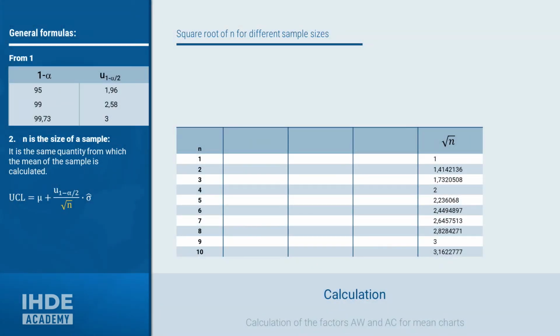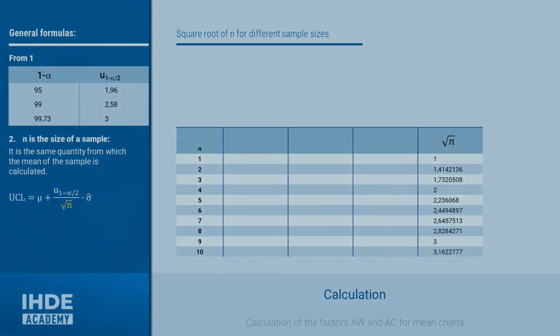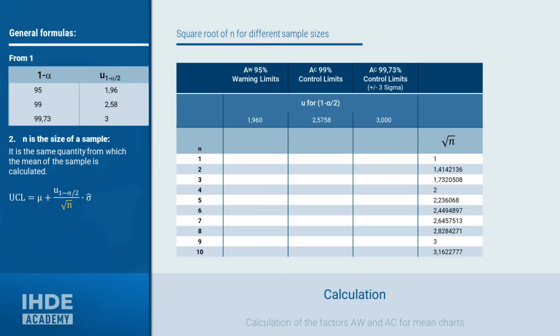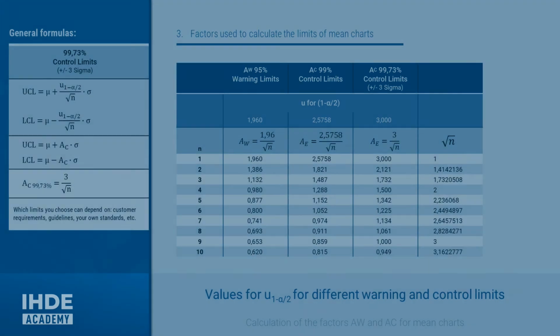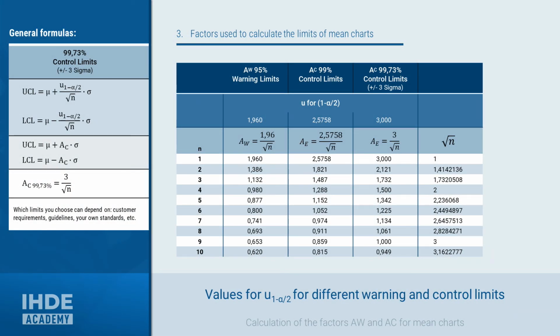Since our goal is to calculate the factors AC and AW for different sample sizes, a table was created for sample sizes from 1 to 10. On the right side are the square roots of the respective sample sizes. At this point, we have all the values we need and can fill the table with the results for AW and AC. Tables like this one show values for the factors AW and AC depending on the sample size in tabular form, and can also be found in the relevant literature or on the internet.